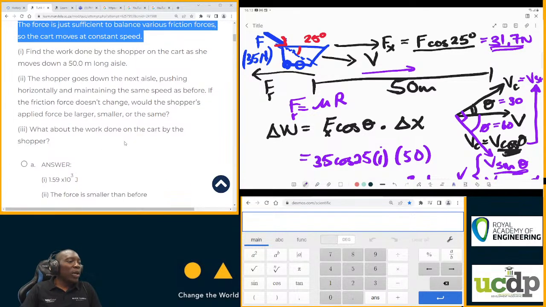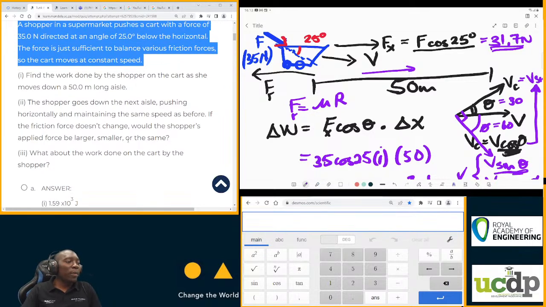Now, what about the work done on the cut by the chopper? The work done should be the same. Remember, work done is the horizontal force times the displacement. So this is the work done on the cut by the chopper, and it is still the same, because it's the same horizontal force times the displacement. The horizontal force has not changed.